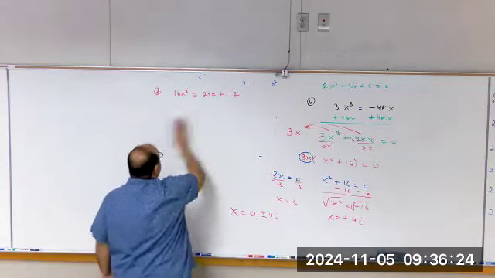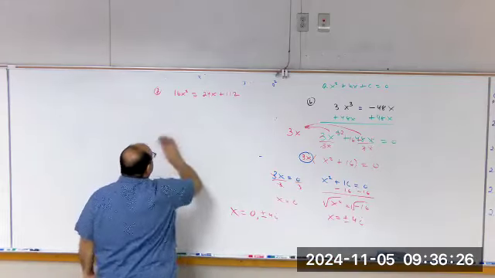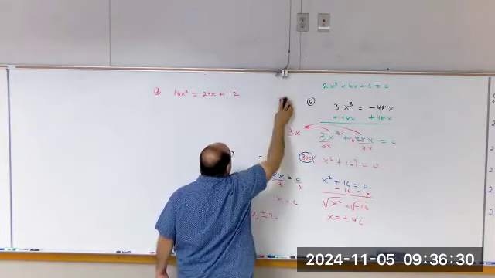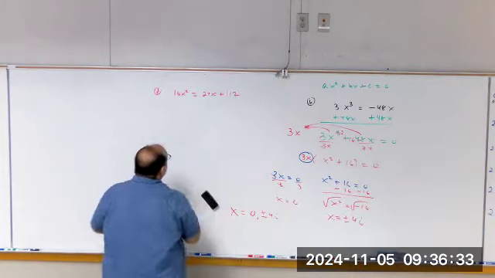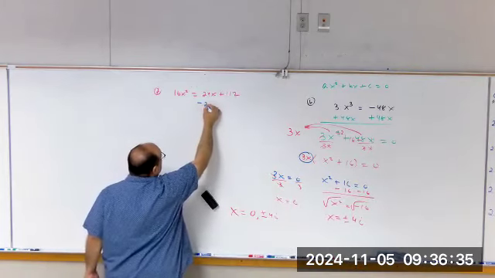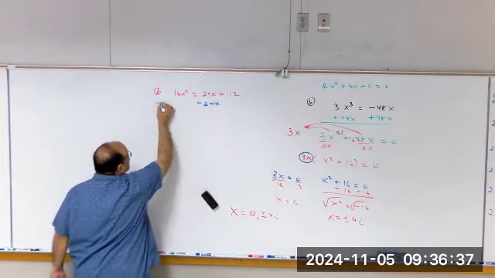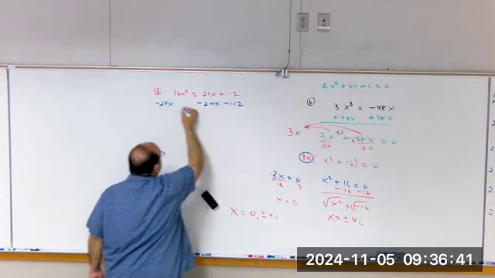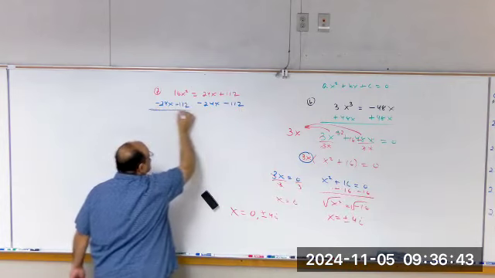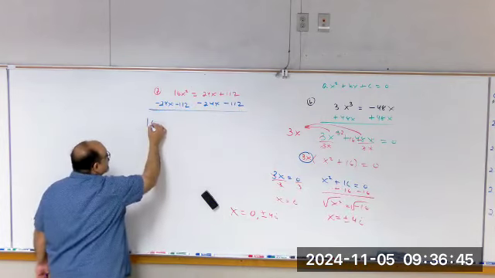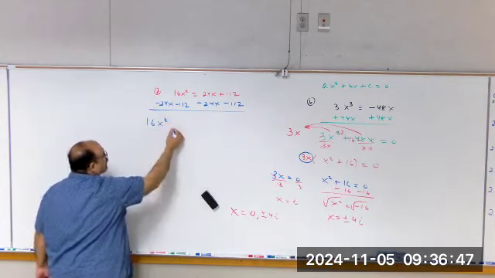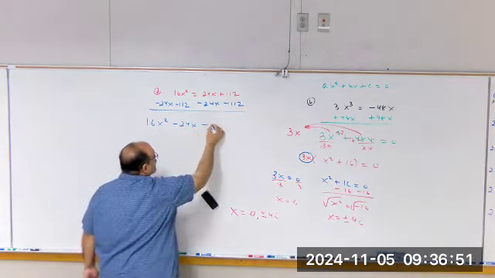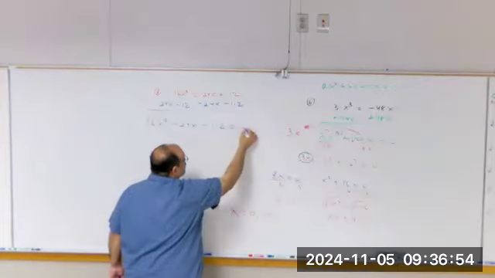So if I'm going to keep that square term positive, that means I'm going to bring the 24x and the 112 to the left. So I'm going to subtract 24x from both sides. And I'm going to subtract the 112 from both sides. So I have 16x to the second minus 24x minus 112 equals 0.